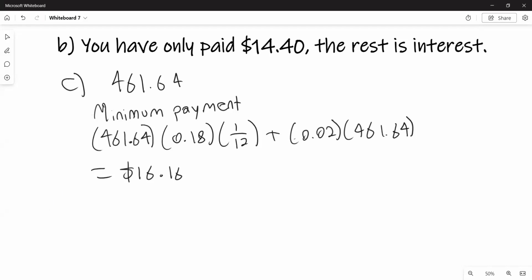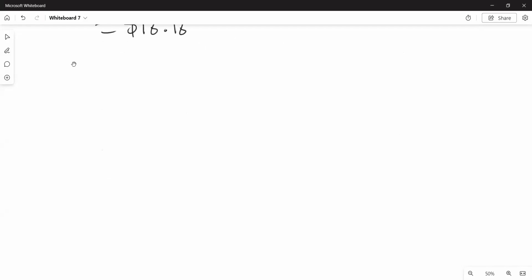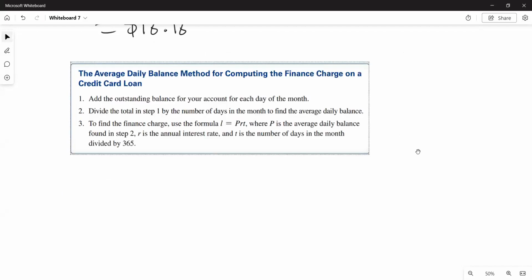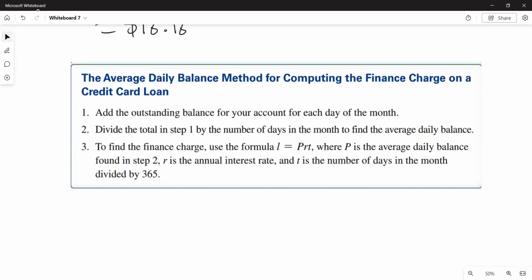And let me copy the formula for the average daily balance. That's on page 412. So to compute the finance charge on a credit card loan with the average daily balance method, you first add the outstanding balance for your account for each day of the month. Next, divide the total in step one by the number of days in the month to find the average daily balance.